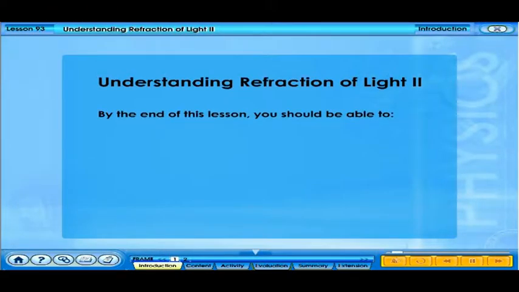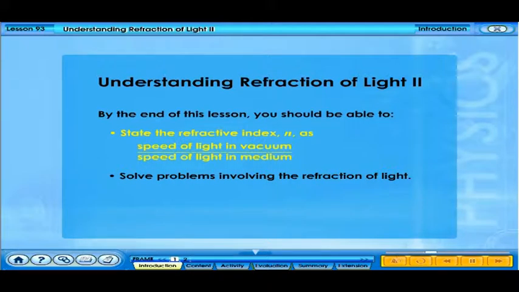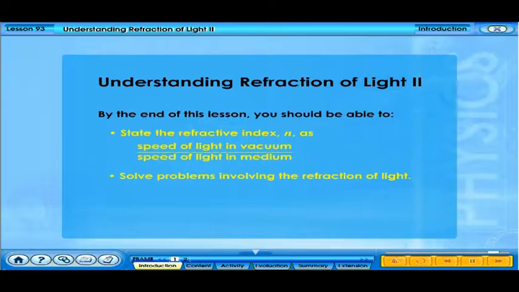By the end of this lesson, you should be able to state the refractive index n as speed of light in vacuum over speed of light in medium. Solve problems involving the refraction of light.